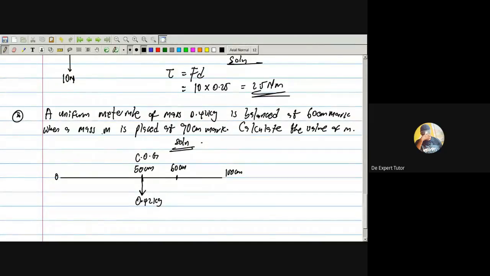When it is balanced at the 60 centimeter mark, what does that mean? It means they put the knife edge here like this. If you do practical mechanics, this is what we use to balance. This is called the knife edge, or some people call it a pivot. They said when a mass M is placed at the 90 centimeter mark, where is our 90 centimeter? With 100 here, 90 centimeter will be somewhere here.